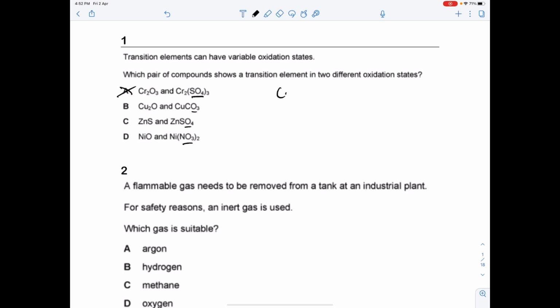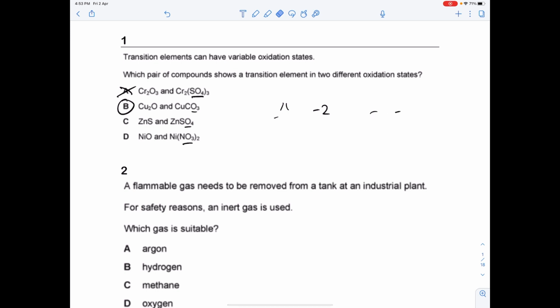Next, let's do copper. 2 coppers bonded with 1 oxygen and 1 copper bonded with a carbonate. Well, a carbonate is -2 and you've got 1 of them, so this copper must be +2. Oxygen is always -2, but there's 2 of these coppers, so each one must be +1 +1. We found our answer already, because +1 on this copper and +2 on this copper. So our answer must be B.